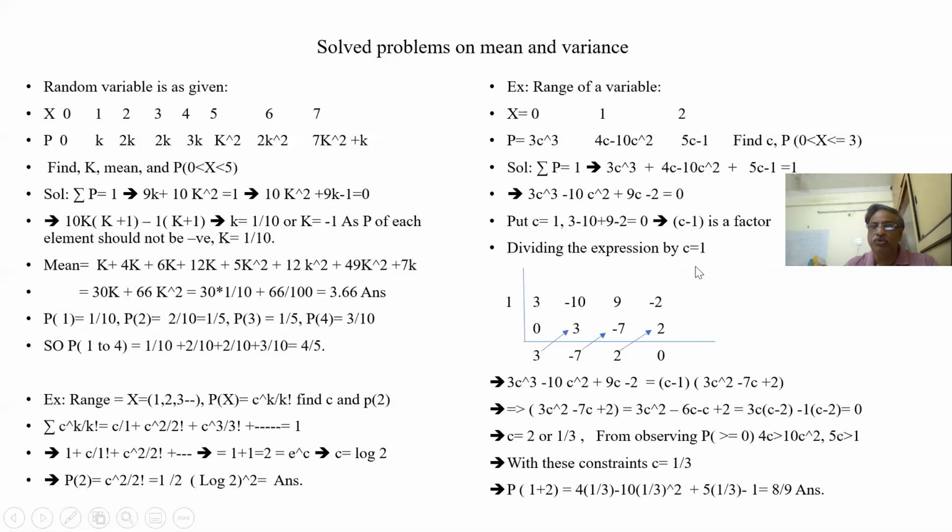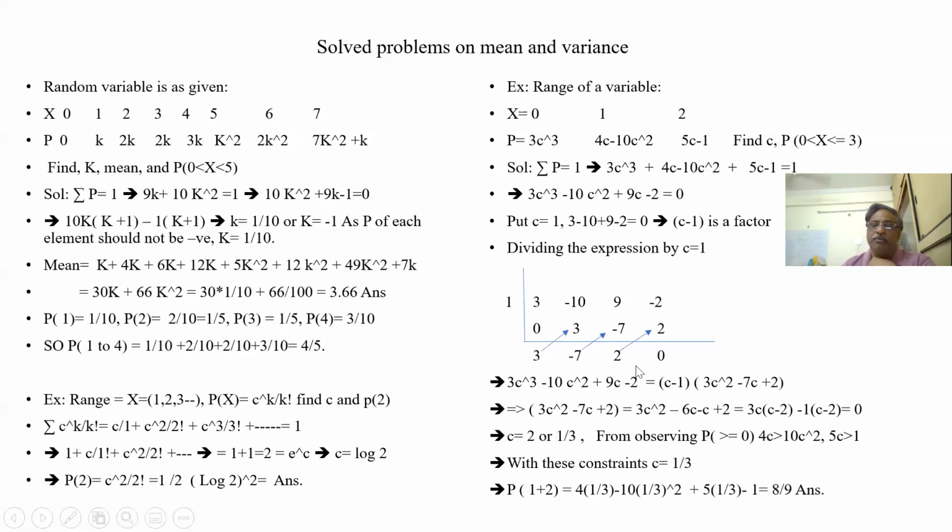Suppose I put c equal to 2. Let us say here, what will become here? 4c's are 8, minus 10 into 4, 40. This is becoming negative. Negative is not allowed. So c equal to 2 is not acceptable. So c is 1 by 3.